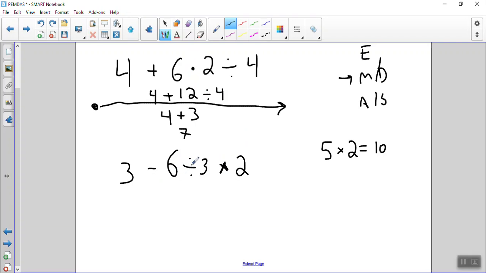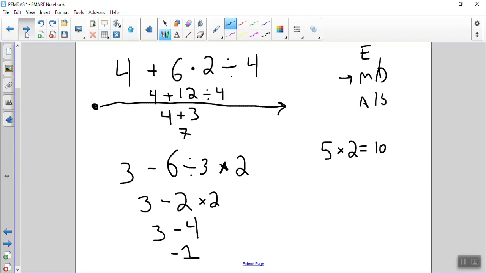So multiplication and division. We have a subtraction and then a division and then a multiplication. So I have to start left to right. I have to do this division first. So negative 6 divided by 3 is negative 2, and then I have times 2. So again, I have a subtraction and multiplication, so the multiplication will be first. 3 minus 4 equals negative 1.